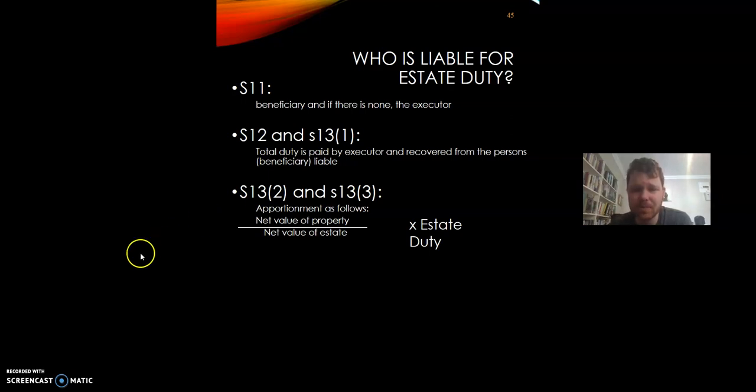How it's split, because remember, this could go to multiple people. Let's say you have multiple children and you share it amongst them. What you do, each person is liable for what they get, okay, over the net value of the estate times by the estate duty payable. You split it based on what each person gets over the total value of the estate, just to make it fair.